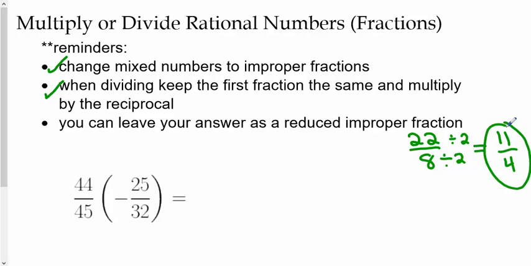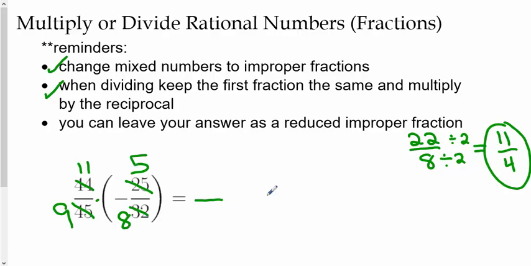So let's look at the first one. 44/45 times negative 25/32. I know when I've got a fraction or any number right next to a parentheses, it means I'm going to multiply. I've got a positive times a negative, so my answer is going to be negative. And now I want to see if I can cross reduce anywhere. So I notice that 5 fits into 45 and 25. It goes into 45 9 times and into 25 5 times. I also notice that 4 fits into 44 11 times, and it fits evenly into 32 8 times.